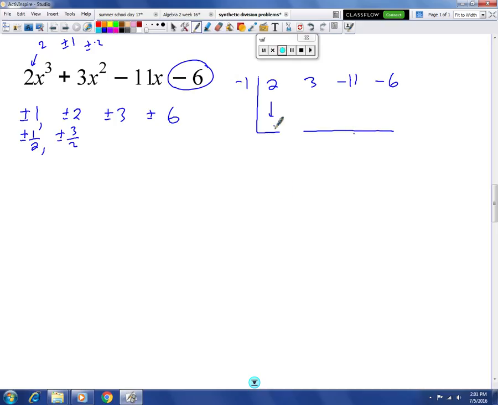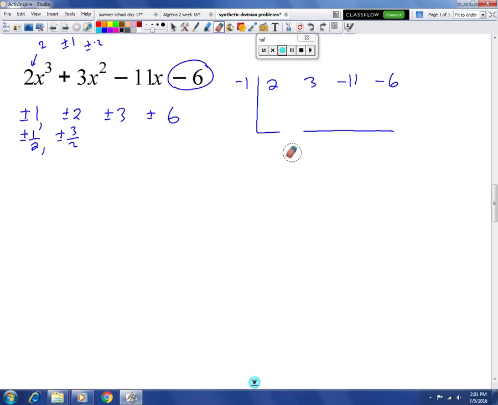Okay, drop down the 2. Negative 1 times 2. 3 minus 2, that's a 1 this time. Negative 1 times 1, that's a negative 1. That's a negative 12. Okay, no, that doesn't work. Don't get a 0.